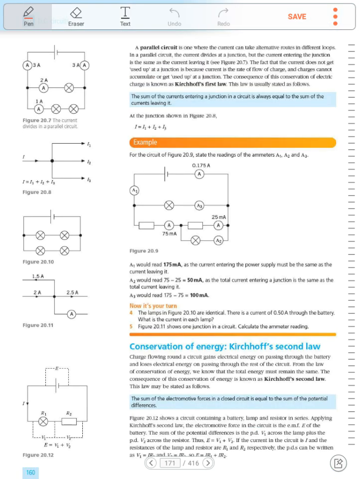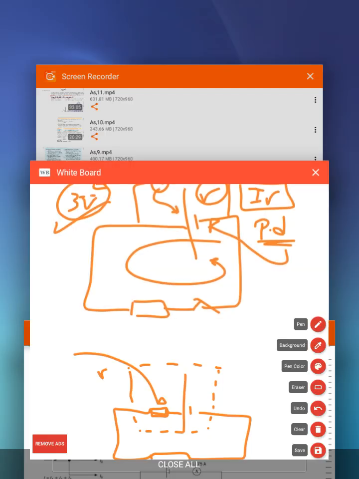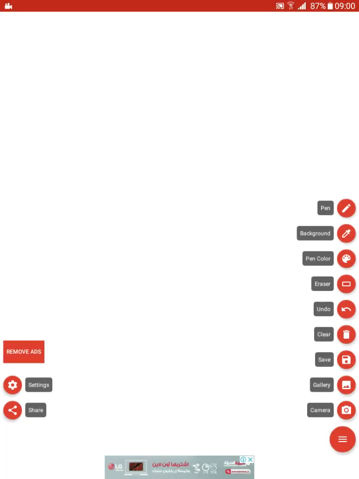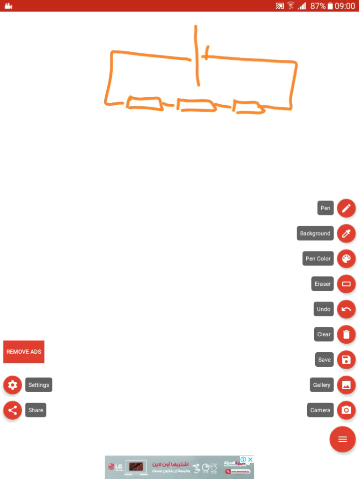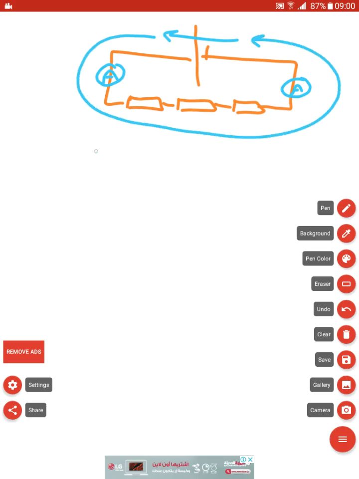Now, we have many types of connecting resistors together. Let's start with series. If we have resistors or bulbs connected in this way, with a meter here and a meter here, and the current passes from here, the same current will pass through all the resistors. So I1 equals I2 equals I3, which is the total current.